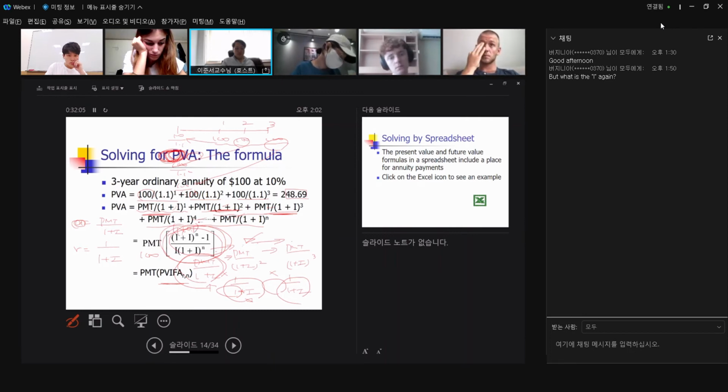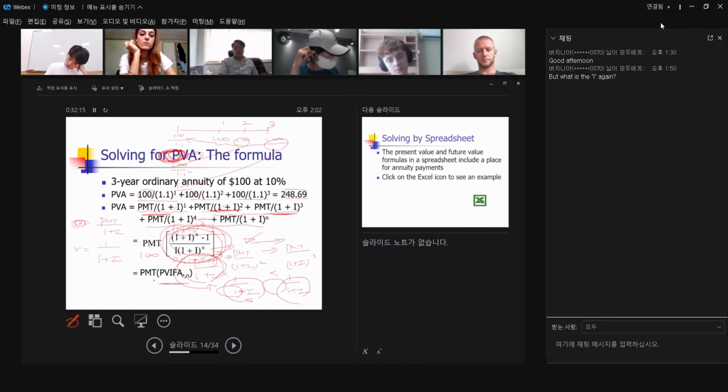Minus 1 divided by, what is I? 0.1, 1 plus 0.1 to the power of 3. That's it. Then you can calculate the present value of annuity, right? You can solve the present value of annuity by using this equation. So simple.